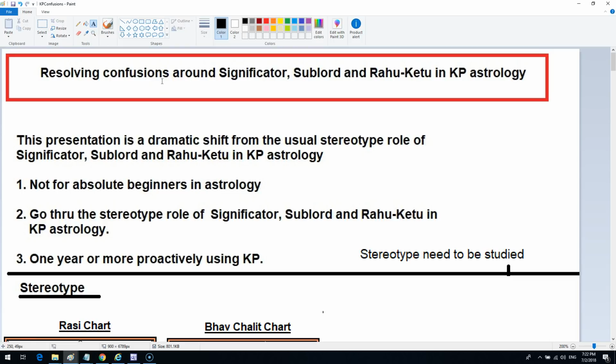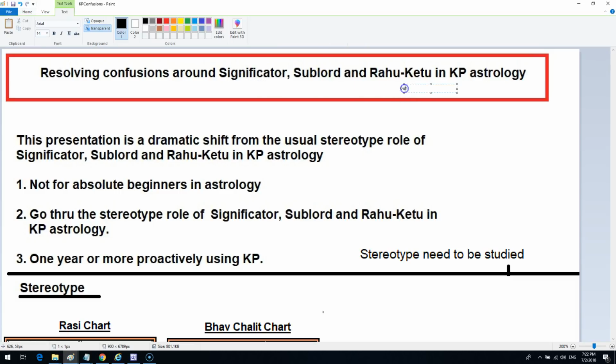In KP Astrology, Krishnamurti Paddhati, around the Significators, Sublord and Rahu-Ketu. Now, this particular presentation is very important because it makes a very dramatic shift from the usual or the stereotype role of Significator, Sublord and Rahu-Ketu that you have been studying or following in KP astrology for past many years or so.